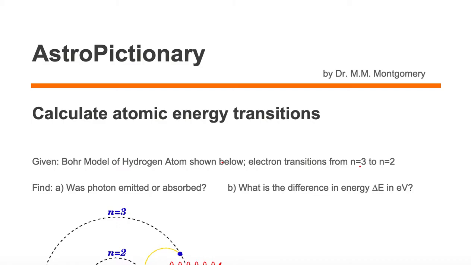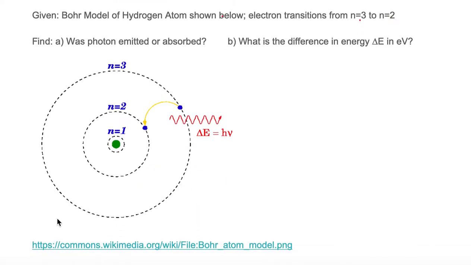In this video, we're going to calculate atomic energy transitions. We're given the Bohr model of the hydrogen atom shown below. An electron transitions from n equal to 3 to n equal to 2. So n equal to 3 is the initial case, and n equal to 2 is the final case. We want to find A, was the photon emitted or absorbed? B, what is the difference in energy, delta E, in units of eV?